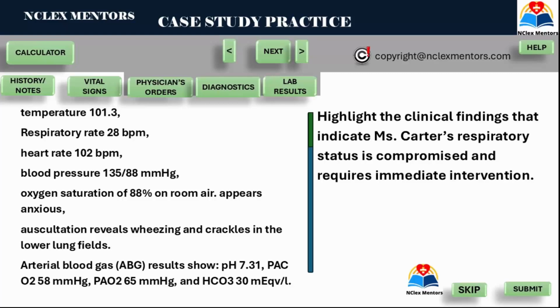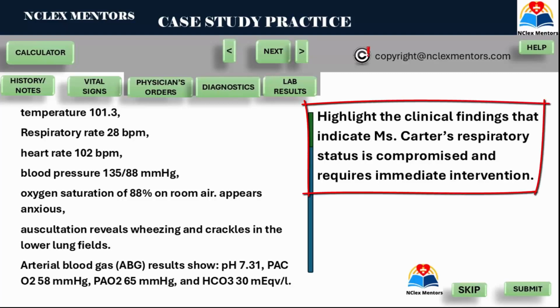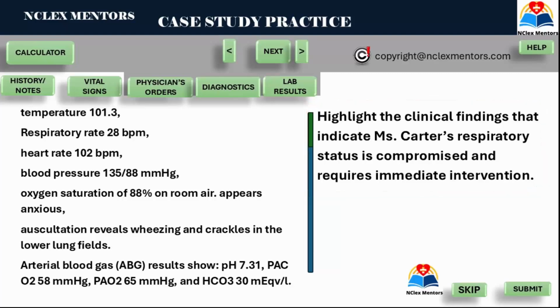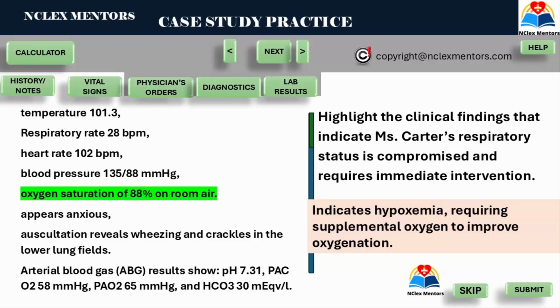Arterial blood gas, ABG, results show pH 7.31, PaCO2 58 mmHg, PaO2 65 mmHg, and HCO3 30 milliequivalent per liter. Highlight the clinical findings that indicate Ms. Carter's respiratory status is compromised and requires immediate intervention. Let's see the correct selections to highlight.